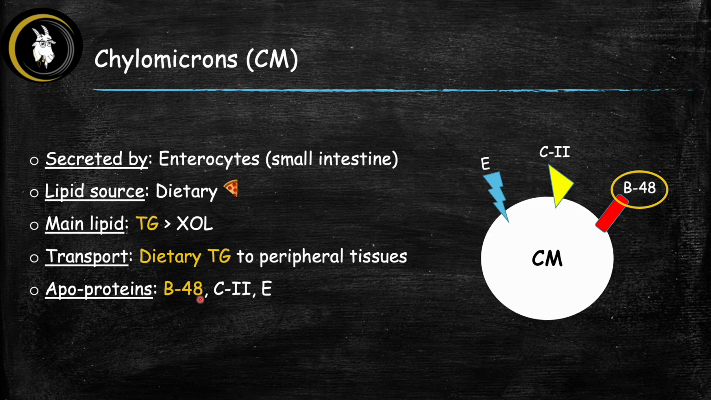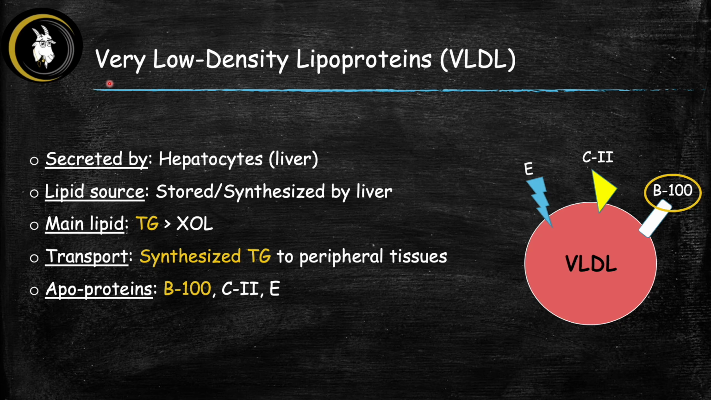And then the final point about chylomicrons is that they have 3 apoproteins on their surface. We have ApoE, ApoC2, and ApoB48. And from these 3, the main unique one is ApoB48. That's only on chylomicrons. All right, so now let's move on to very low density lipoproteins, or VLDL.